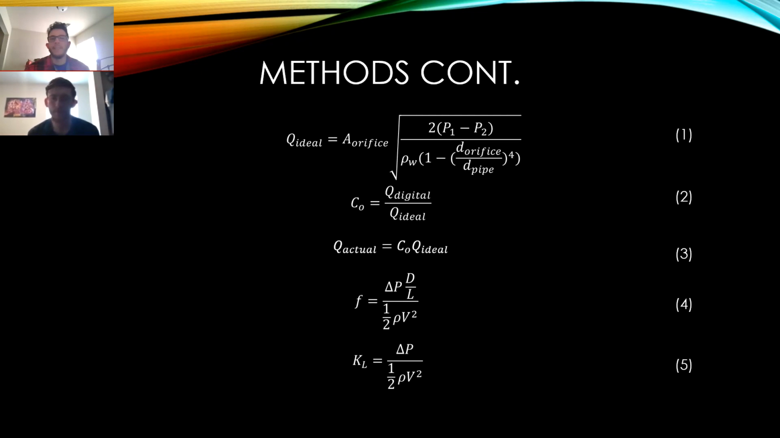Yeah, thanks, JT. The first equation was just Q ideal, which was just finding that orifice plate ideal number for the flow rate. That was used to calculate the orifice coefficient, where we took a digital value and divided that by the ideal. That gave us an overall coefficient that was then used to calibrate the rest of the data, which is what you see with Q actual equal to C_O, the orifice coefficient, times Q ideal. That's how we got most of our actual values. It's a little bit of a funky process of calibrating it, but it's a model of what the real-world situation looks like. Equations 4 and 5 are our friction factor and our minor loss coefficient.